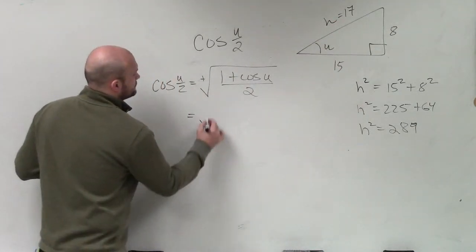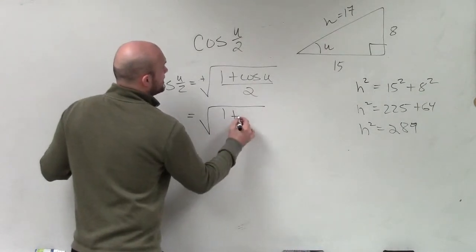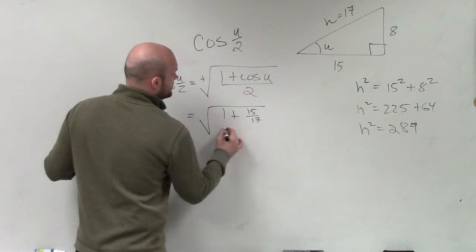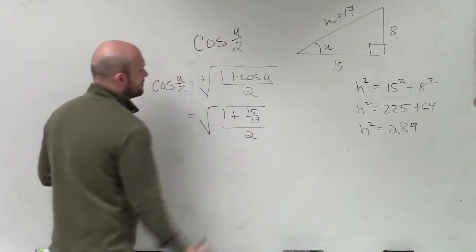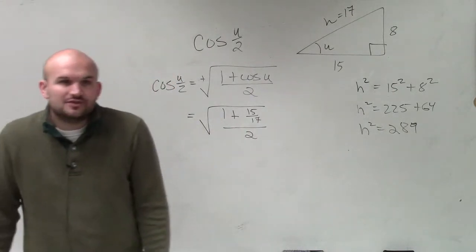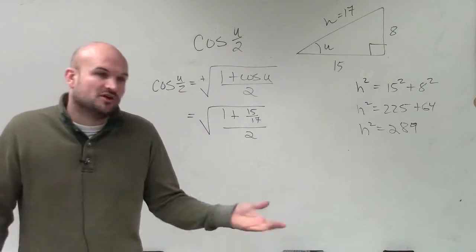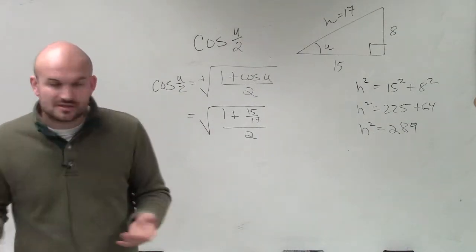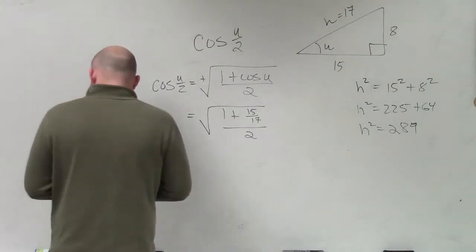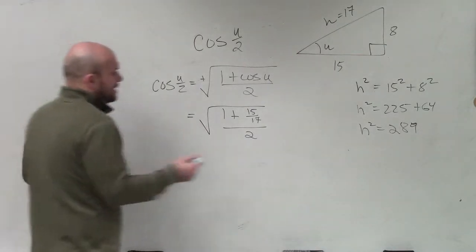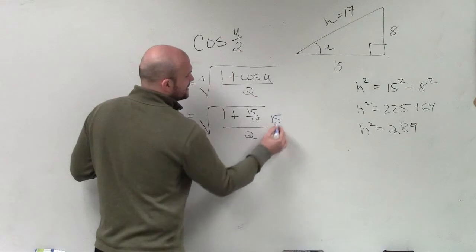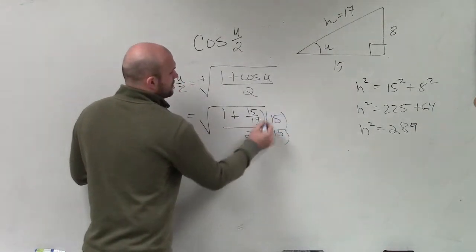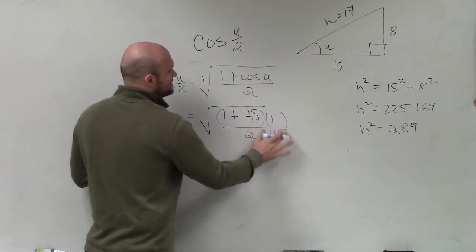So 1 plus 15 over 17 divided by 2. OK? Now, again, you can combine the fractions if you like, multiply by the reciprocal. That's perfectly fine. I just don't like fractions, so I'm going to get rid of the fractions. So I'm going to multiply by 17 on the top and 17 on the bottom.